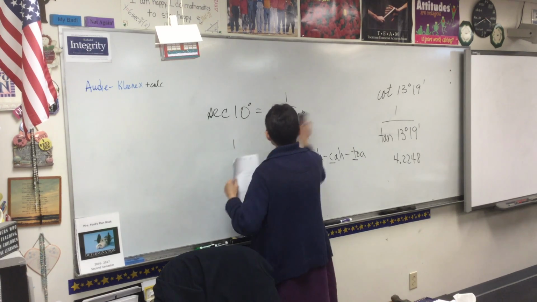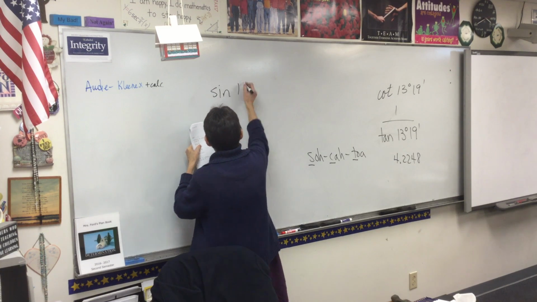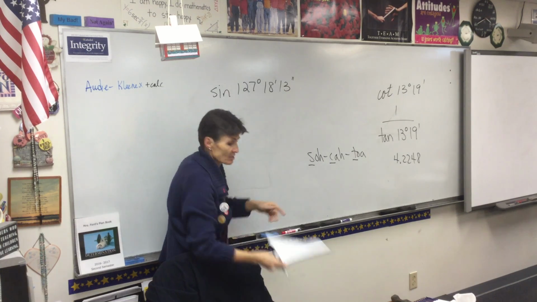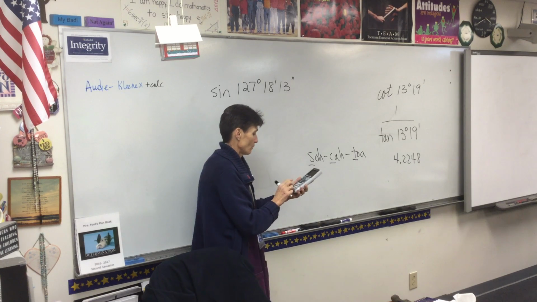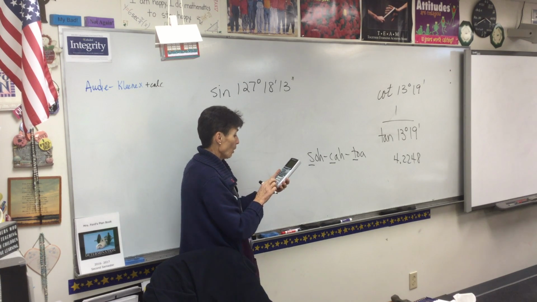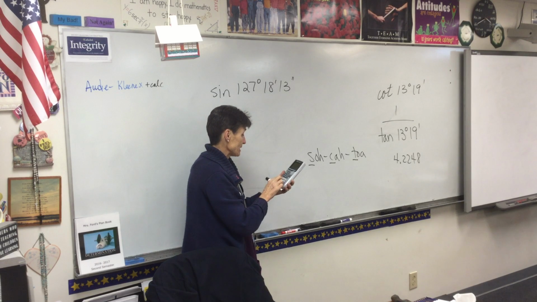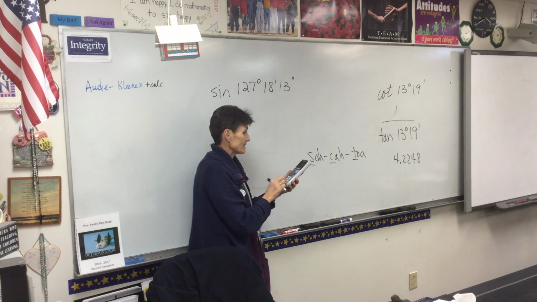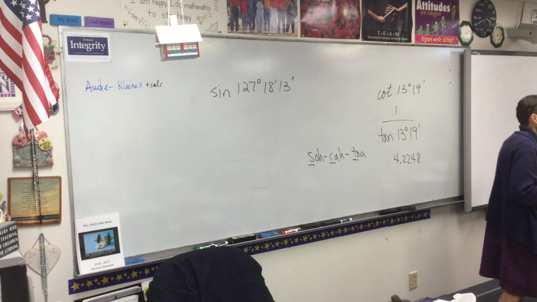Well, the good news is I have a sine button. The bad news is I need seconds on this problem. I need 13 seconds. So let's type in what we remember first of all. So we press sine, 127, second, apps, enter, 18, second, apps, down 1, enter, 13. All right.